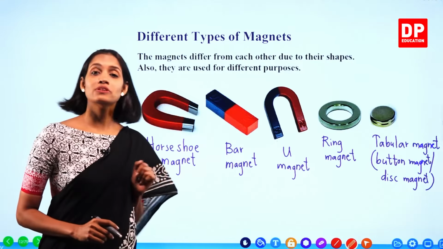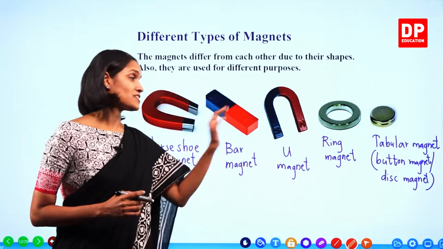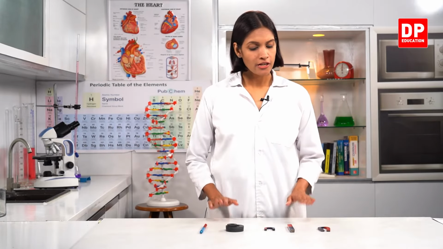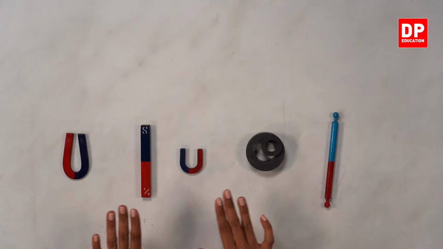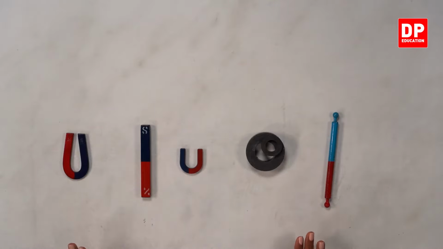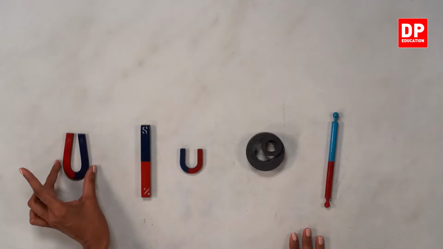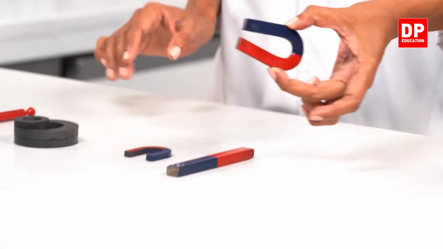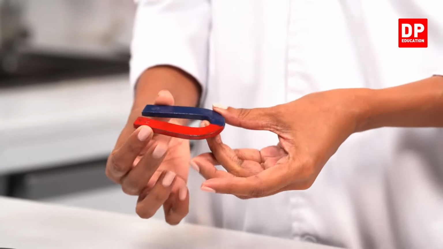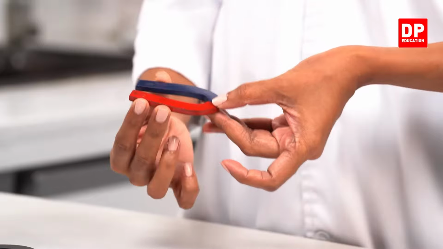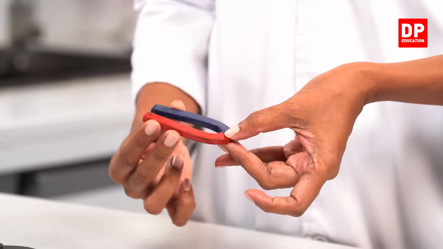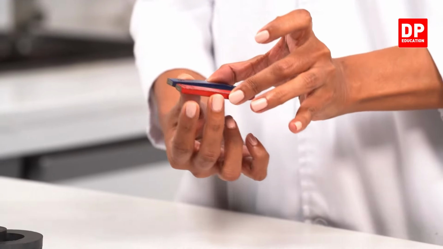Now we will go to the lab and see some of these types of magnets. Right, children. Now I'm going to show you different types of magnets. Look at this table, children. Can you all see there are a number of magnets here? Look at this first magnet. This is known as the horseshoe magnet, children. That is because the shape of the magnet is like a horseshoe. Okay, this is a horseshoe magnet.